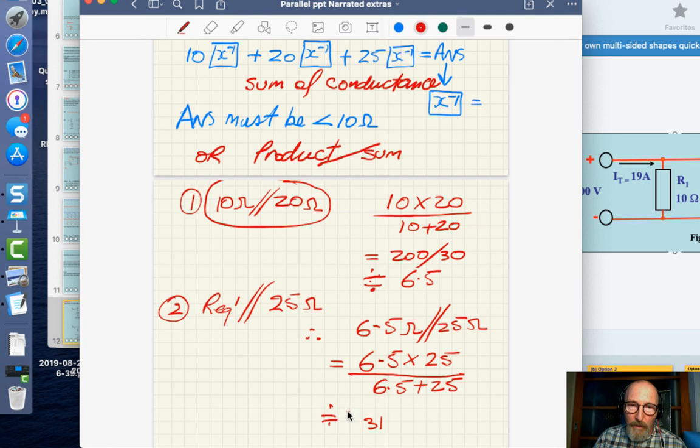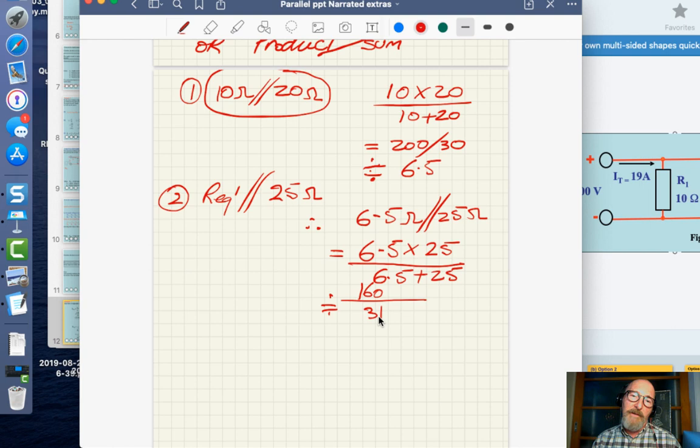And 6.5 times 25, 6 twenties are 120. 6 times 25 is 150. Yeah, that's 150 and a half, say about 160. I'm going to approximate it to about 160 divided by 30. 160 divided by 30 is going to be about 5 point something. 30s goes into 150 nicely. So, yeah, I'm going to say about 5.1.